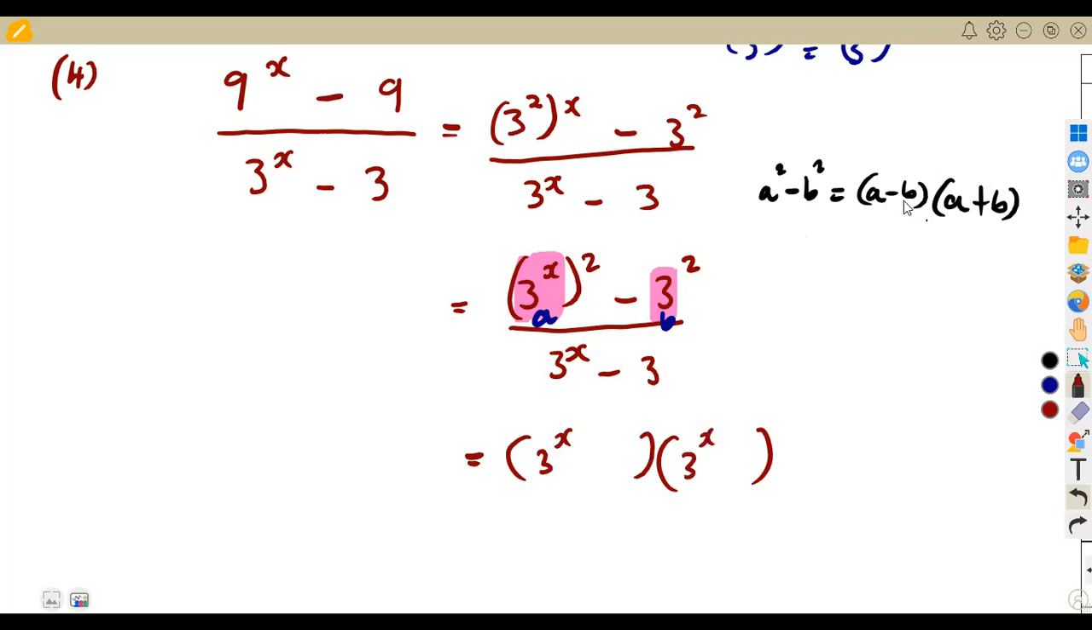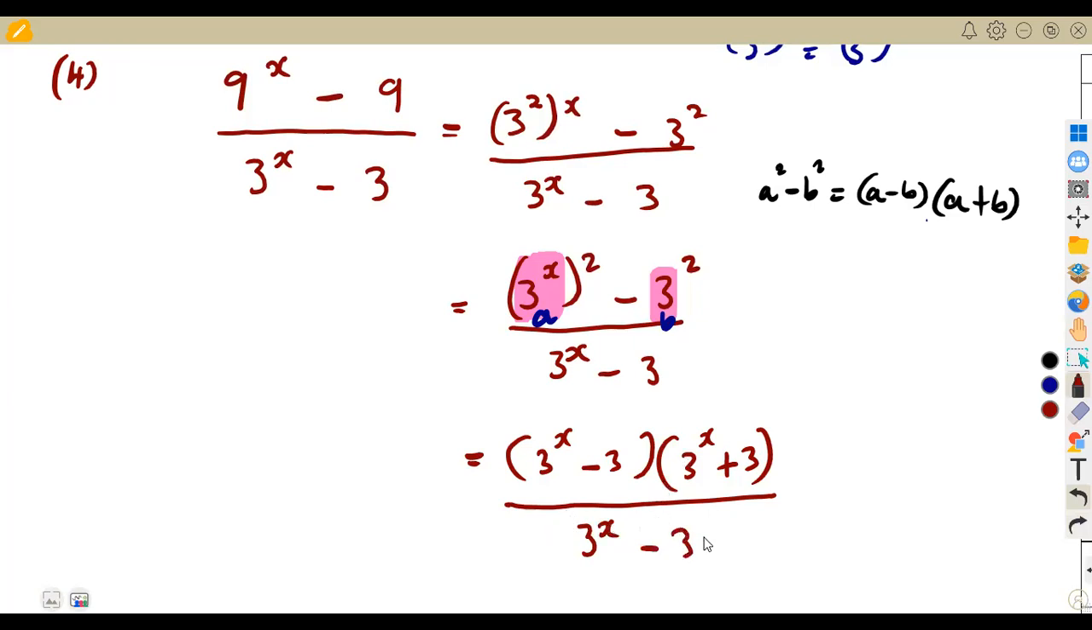So it's a minus b, a plus b, plus a minus, our b is 3. So it's going to be minus 3. The other part is going to be plus 3. The numbers that are being raised to the exponent of 2 are the ones that we are taking as your a and b. In the denominator, there's nothing that we are going to do, just write it as it is, 3 to the exponent of x minus 3, like this.